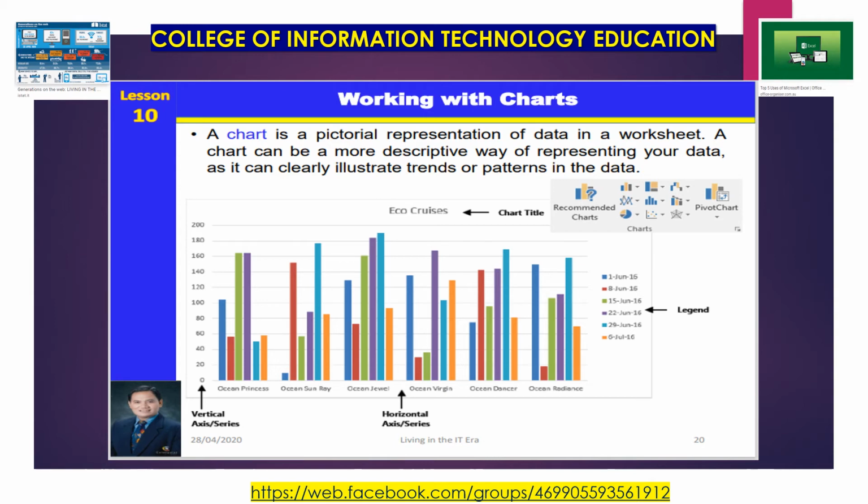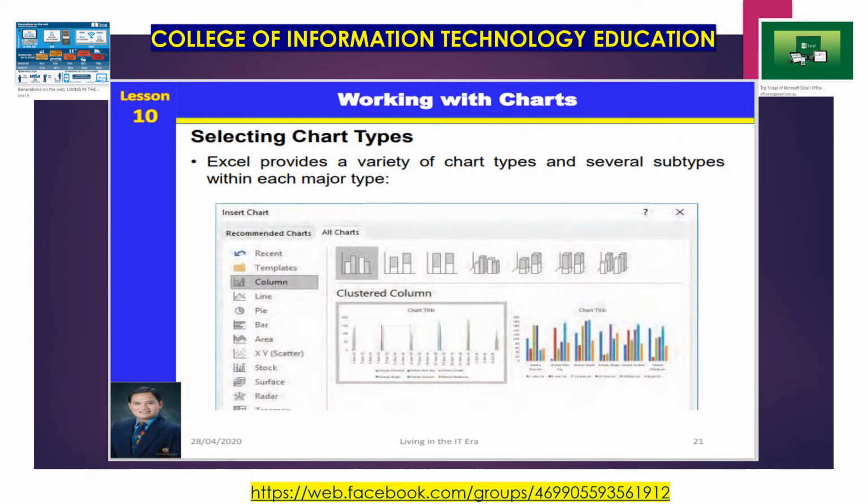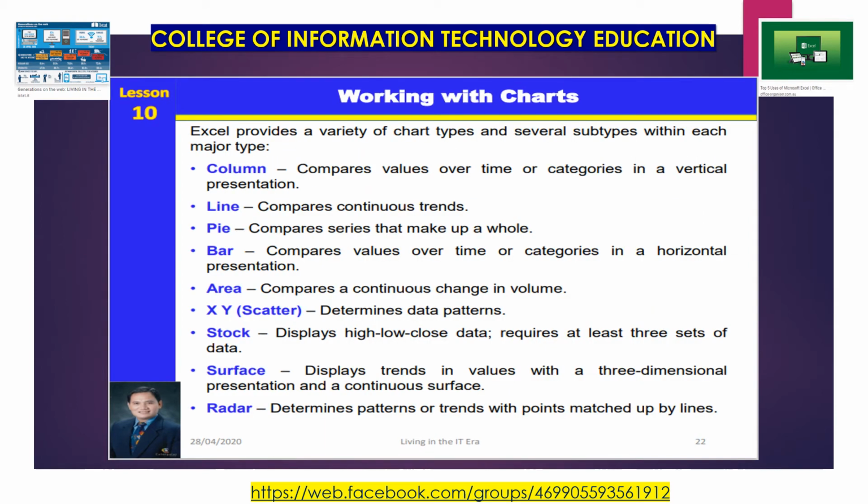Working with charts. A chart is a pictorial representation of data in a worksheet. A chart can be a more descriptive way of representing your data, as it can clearly illustrate trends or patterns in the data. In selecting chart types, Excel provides a variety of chart types and several subtypes within each major type. We have column, line, pie, bar, area, XY or scatter, stock, surface, and radar chart types.